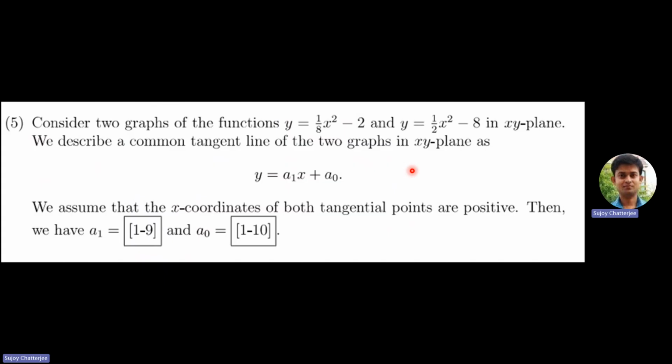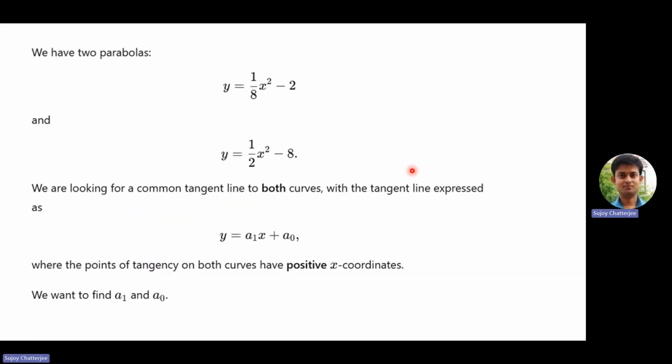This is our intention. So we have two parabolas, y is equal to x square by 8 minus 2 and y is equal to x square by 2 minus 8. We are looking for a common tangent line to both curves with the tangent line expressed as y is equal to a1x plus a0, where the points of tangency on both curves have positive x coordinates. And we want to find a1 and a0.